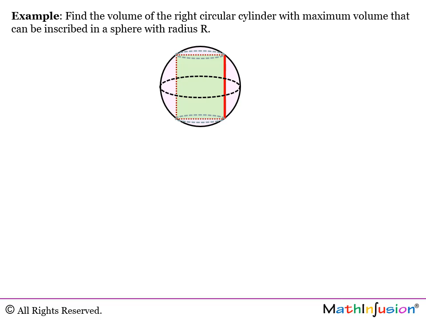Here is the first example. We have to find the volume of the right circular cylinder with maximum value that can be inscribed in a sphere with radius r. And here is a really good picture of, as you can see, the cylinder in the sphere.